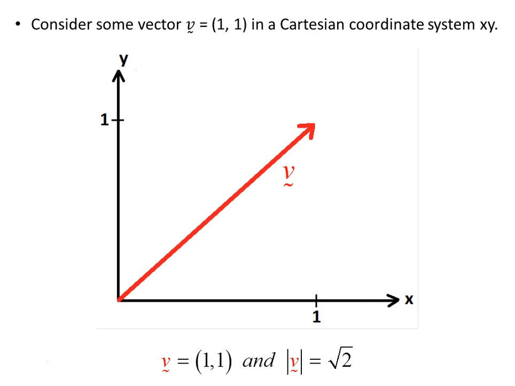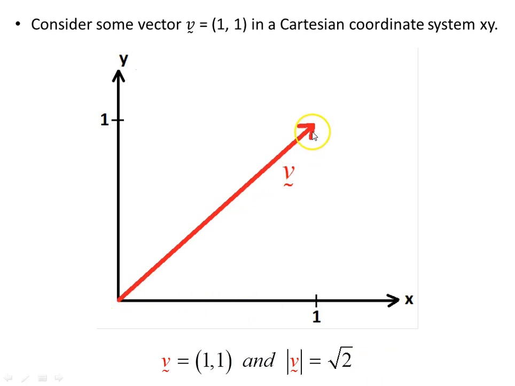As an example, let's consider some vector v. Let's restrict ourselves to two dimensions. It has components 1, 1 in a Cartesian coordinate system, and here's a picture of it. Now this could represent the metal bar. It is 1 unit long in the x direction, 1 unit long in the y direction in this coordinate system. Its magnitude is square root of 2, so it would be square root 2 meters long.